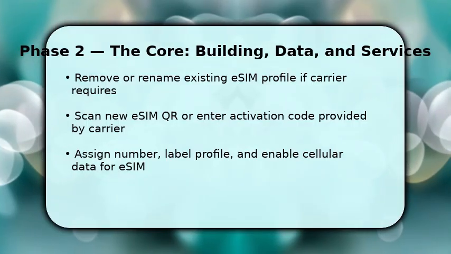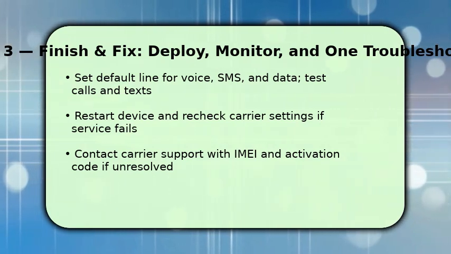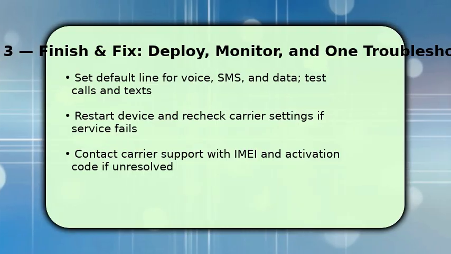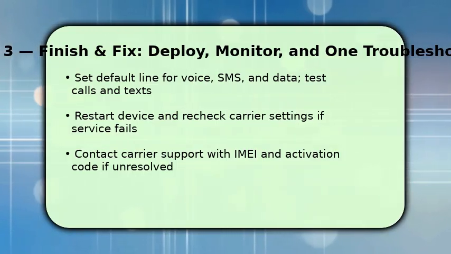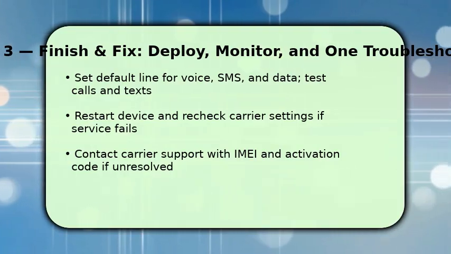Finish by selecting the default line for voice, SMS, and cellular data, then make a test call and send a text to verify the number is active. If service does not appear, restart the phone and revisit cellular settings. Sometimes toggling airplane mode resets provisioning.